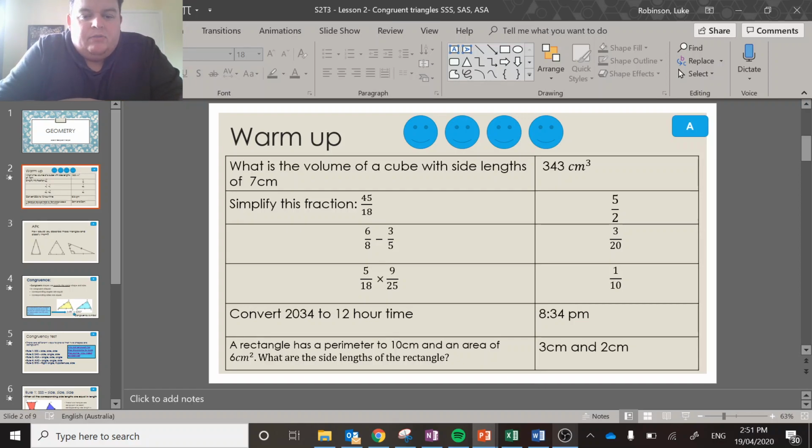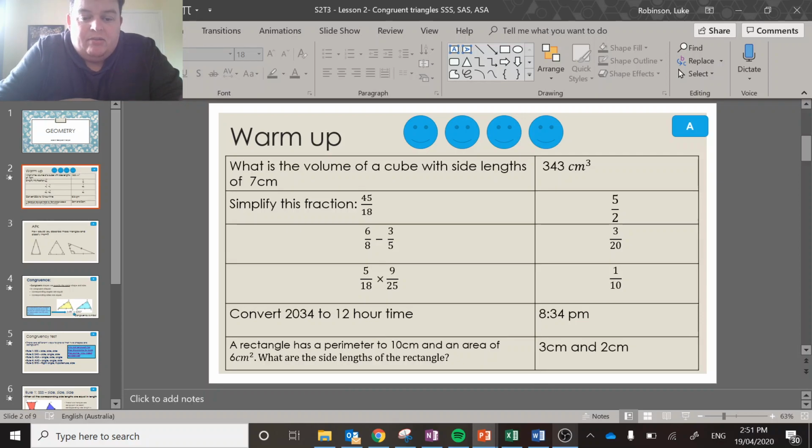Convert 2034 to 12-hour time. The 2034 is 20 hours and 34 minutes. So if you want to convert that to 12-hour time, you just need to subtract 12 hours off that. If you've got a 24-hour clock at home, you probably know how to do this already, but essentially it's 8 hours, 34 minutes, or 8:34 p.m.